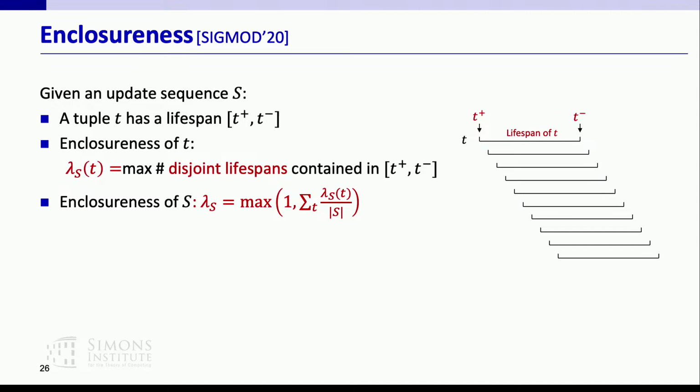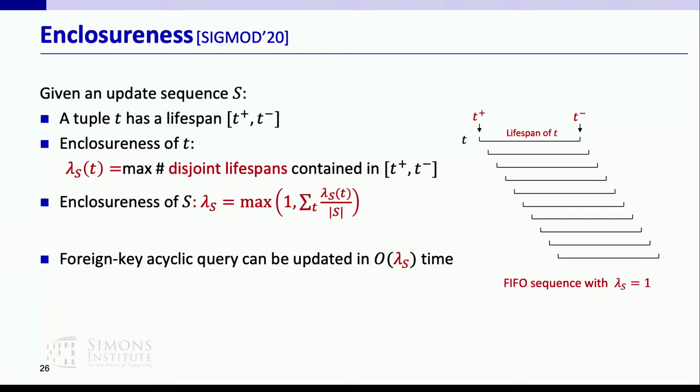Then what's the enclosure list of the update sequence? If you look at this part, this is just the average of the enclosure list of all the tuples in the update sequence, and we require that it should be at least one. They show that for this first in first out update sequence, the enclosure list is just one. It's very low. And they show the result that for the foreign key acyclic query, it can be updated in lambda S time for any update sequence with enclosure list lambda S.